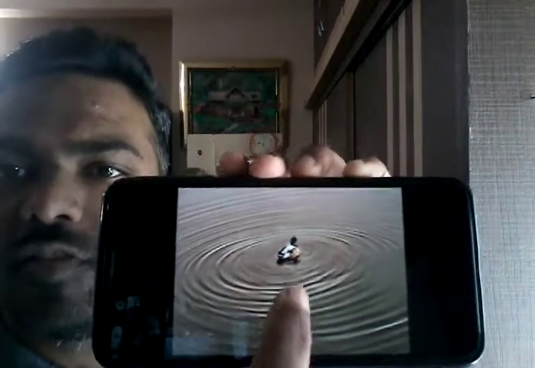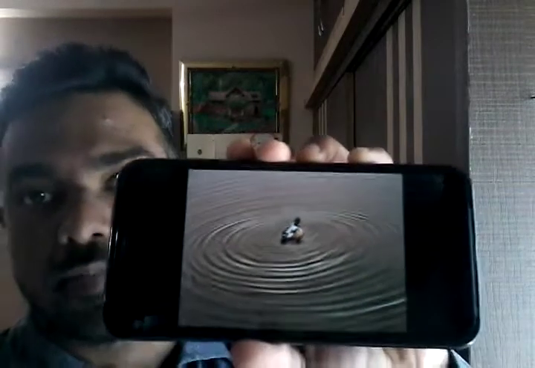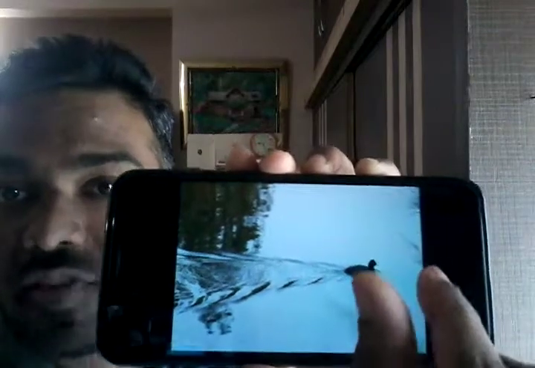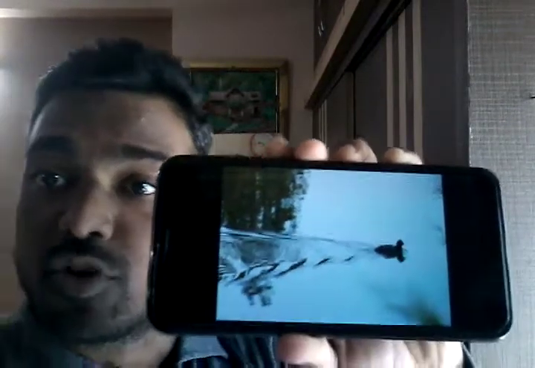The source of these waves is this duck in the water. When the duck is stationary, the waves are evenly spread out. And when the duck starts moving in one direction, as you can see in this picture, the waves ahead of the duck are more compressed, and at the rear end, the waves are more spread out.